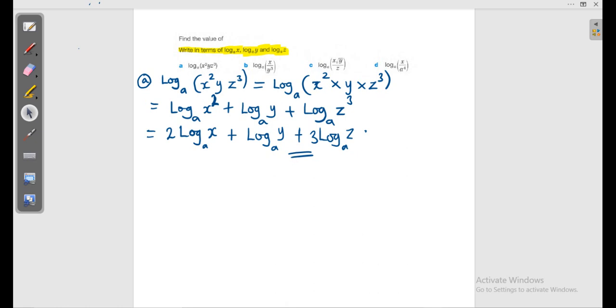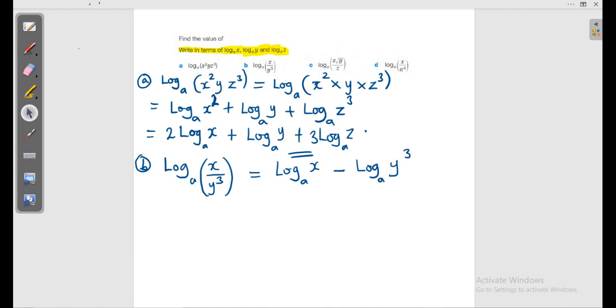Okay, let's look at the B part of the question. Log x over y raised to power 3 base a. So this is the same thing as log x base a minus log y to the power of 3 base a, and this equals log x base a minus 3 log y base a. What did I do? This power must change to a multiplier, and now you can see it is in terms of log x base a and log y base a.